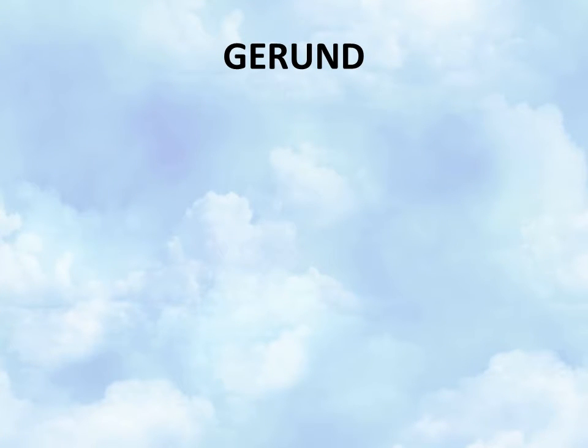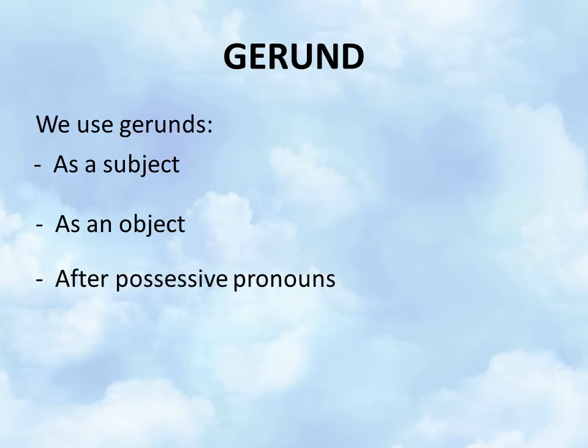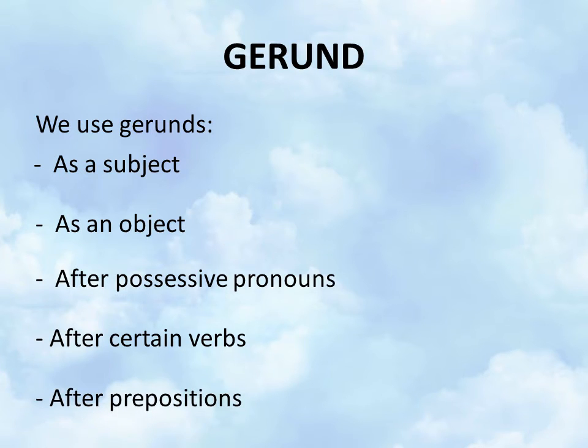To sum up, there are 5 ways of using gerund: as a subject, as an object, after possessive pronouns, after certain verbs, and after prepositions.